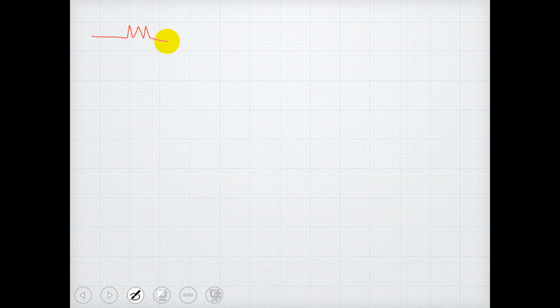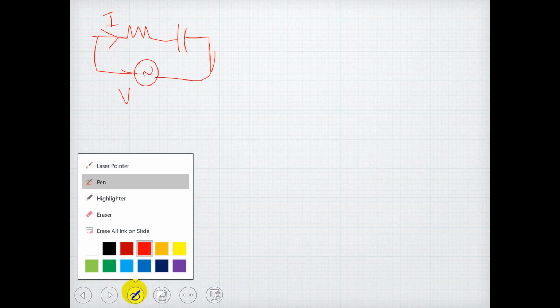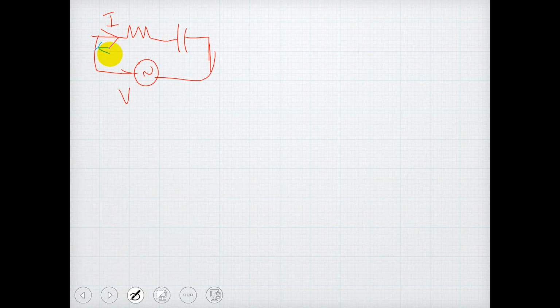So this is R and this is C. So I apply an alternating voltage across this circuit. Let me apply the RMS voltage V and the current I flows here. And the voltage across this R is VR. Let us say the voltage drop across this is VR and across this is VC.